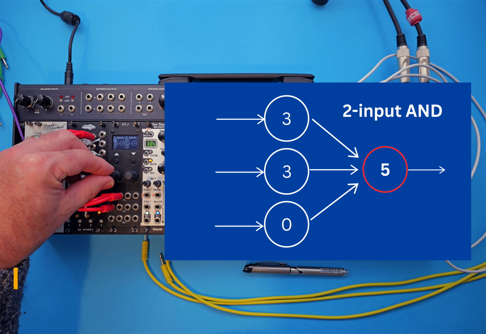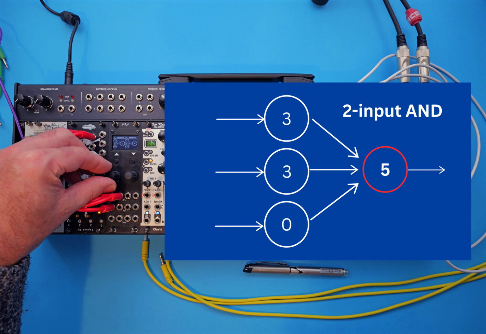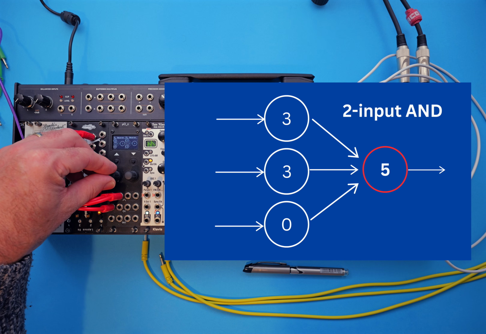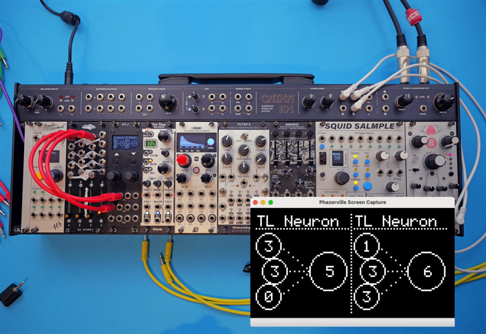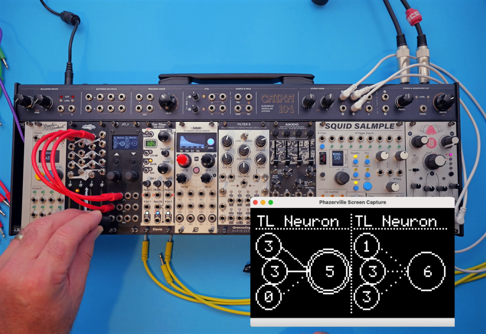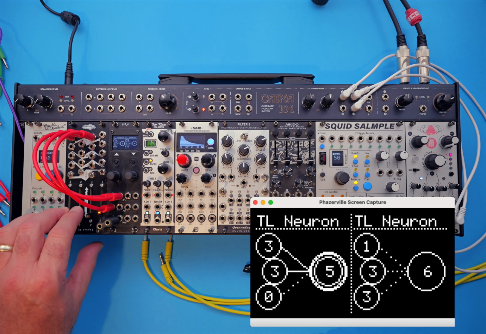So we'll do a 2-input AND gate, and so the threshold for both of them to be greater is 5. So if both of these inputs are high, the output is high, just like an AND gate, but if only one of them, we have no output.